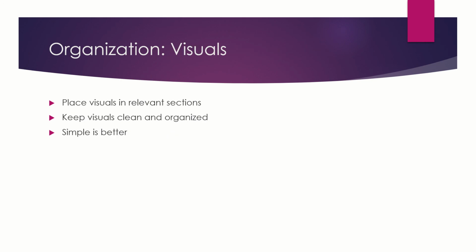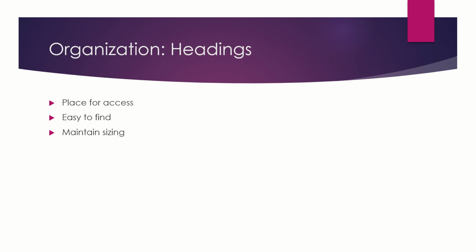And then for visuals, keep your visuals together, place them next to paragraphs that are relevant, and then keep them clean. So simple, and they should add to the content that you're writing about, not take away from it. They should increase understanding, but they shouldn't be the primary objective. So simple is best. And then for headings, place these for access. So make them prominent, large, and easy to find. Keep them all consistent, but put them at the top of any new or introductory content.